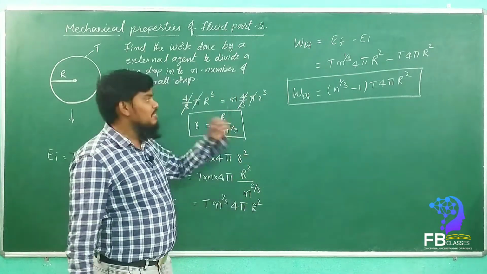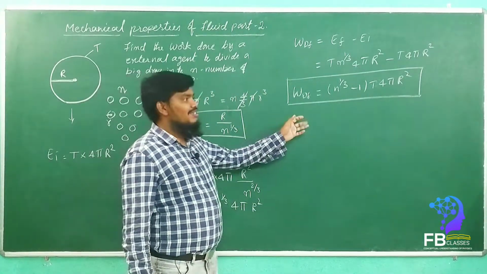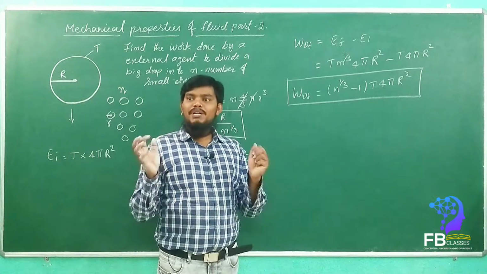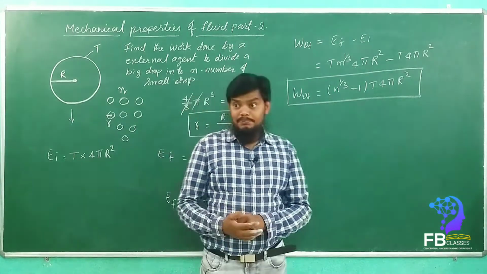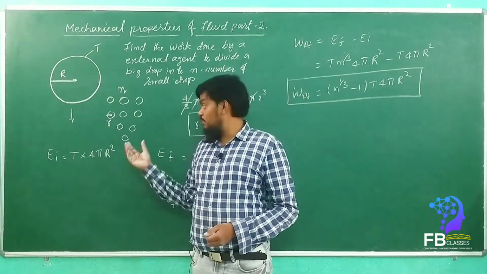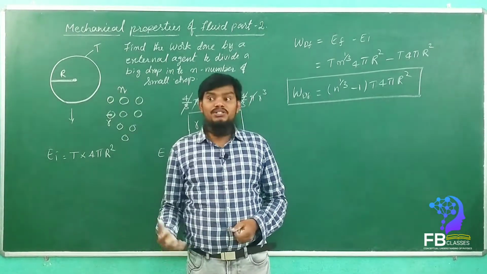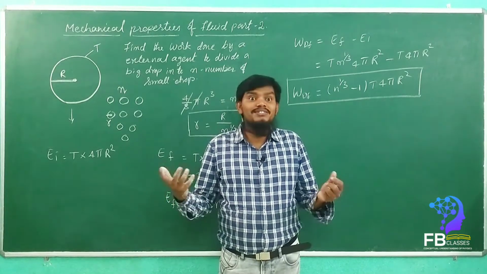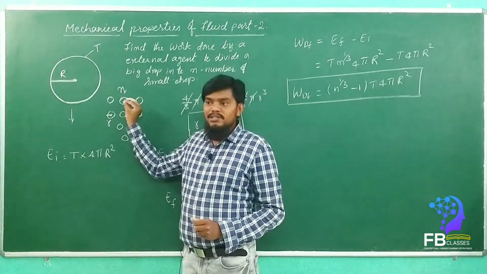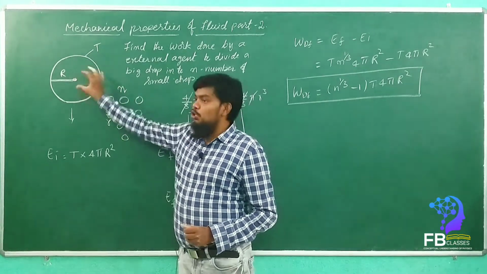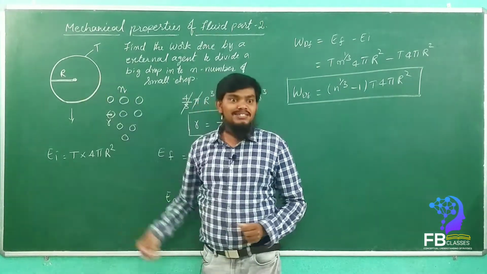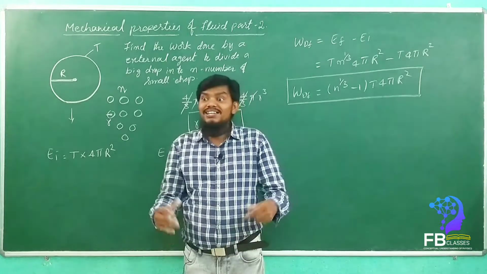For example, if it is asked vice versa, that means n number of small drops are there and we make a big drop, then what will happen? The higher energy is converted into lower energy. Small drops have more energy. Once we make it a big drop, the energy is less compared to the small drops. Then where has that energy gone?